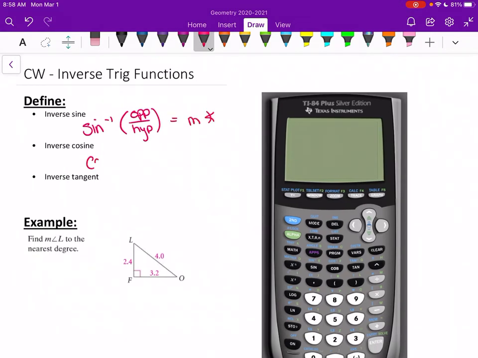Okay, cosine inverse, cos with the little exponent of -1, is going to be adjacent over hypotenuse. And when I plug that into my calculator, I'll get the measure of the angle. And then tangent inverse is going to be opposite over adjacent. And then I'm going to get the measure of the angle out of there.